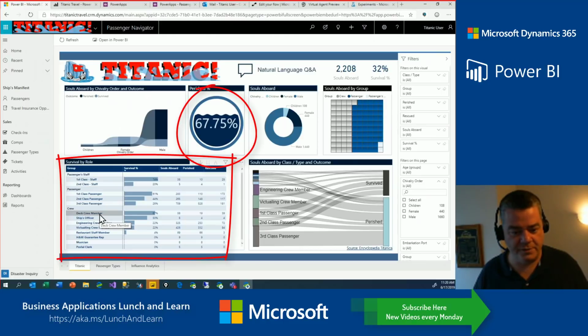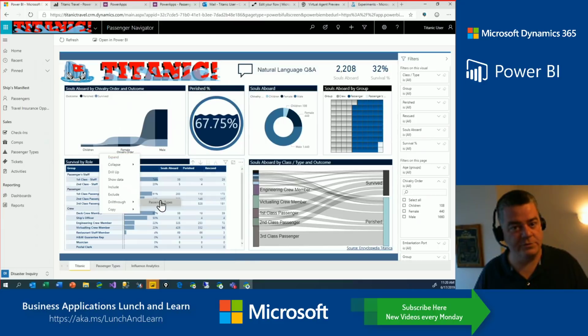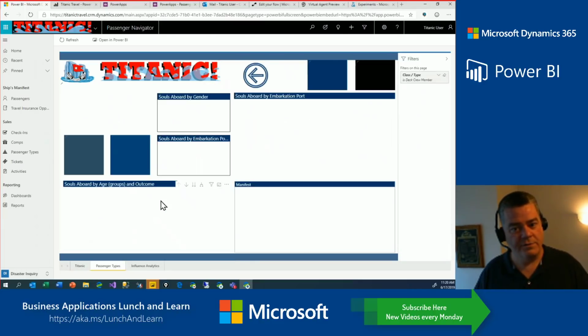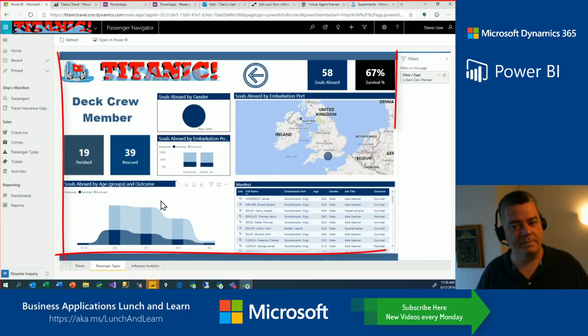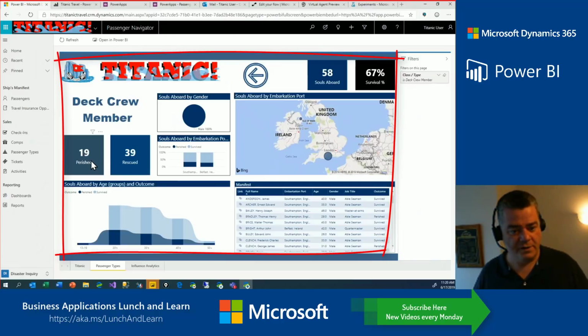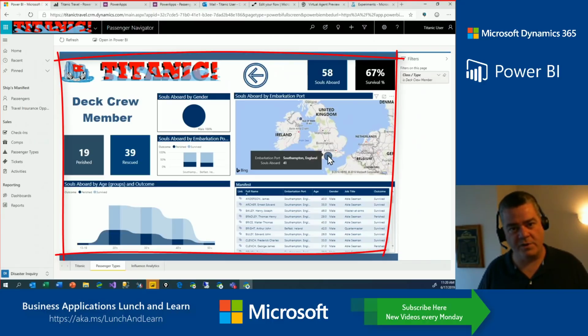And if I drill into it, maybe I want to explore that particular group a little bit more, I can right click and drill through to another report that's just the passenger types. Once I'm on this passenger type report, I can see who the deck crew members are. 19 perished, 39 were rescued. 100% of the deck crew members were male, and they came from these two areas. 17 of them came from Belfast, and another group came from Southampton. And again, it's just an interesting way of exploring that.